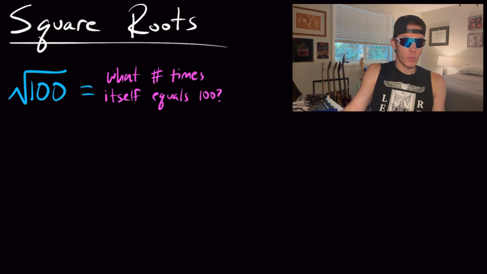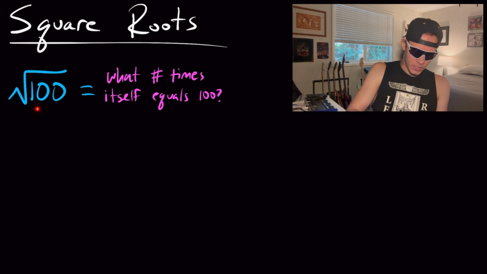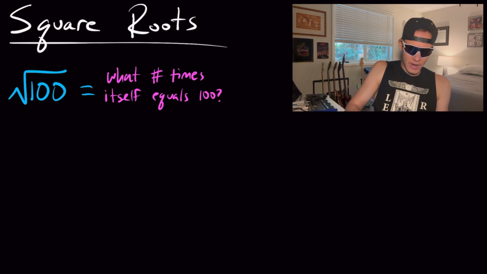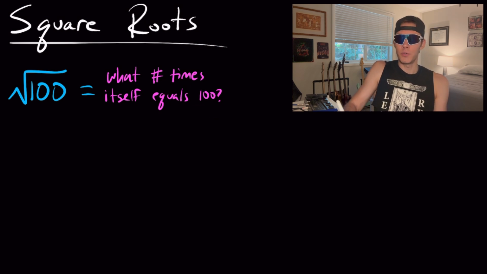All right, now we're going to get into square roots. So this symbol over here, that kind of looks like a division symbol, that is the square root symbol. So here we have the square root of 100. And in plain English, that's just asking what number times itself is equal to 100.